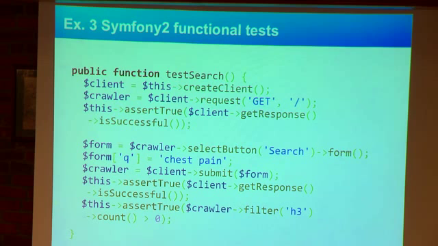So this is an example of a routine that tests the search feature of an app. It creates a crawler, gets the home page, fills in the search field with a value, and submits the form, and then we assert that the response returns successful, not 404 or 500. 500 server error, that's my favorite. And then it checks that there was at least one H3 element in the search results.